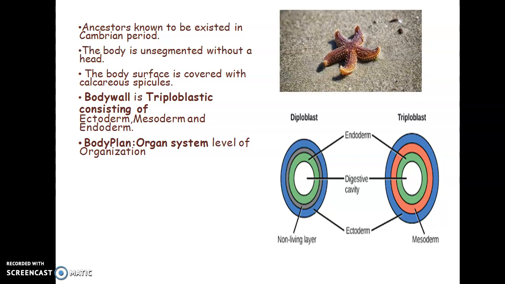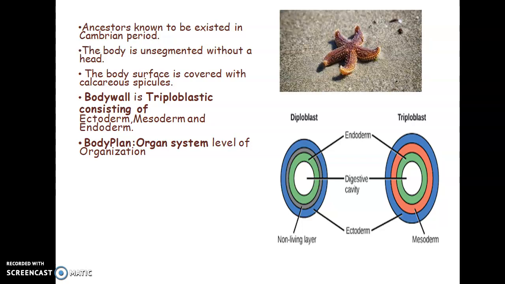Apart from that, their body plan is at the organ system level of organization. We know that from the primitive to the more advanced hierarchy, organisms are classified into four different types in accordance with their body plan. What are they? They are cellular, tissue, organ, or organ system level.